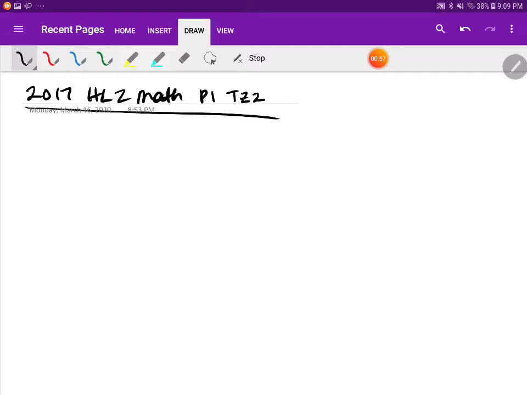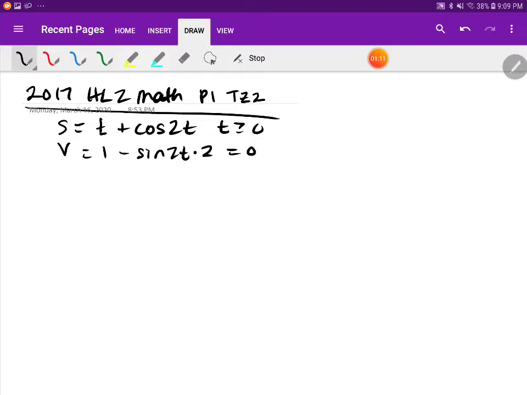So we had done part of number 4 on the other one. So the S was t plus cosine 2t, t is greater than or equal to 0. We found the velocity, and we set it equal to 0. And then I decided to start using my calculator. Okay. So negative 2 sine 2t equals negative 1, and then sine 2t equals 1/2.